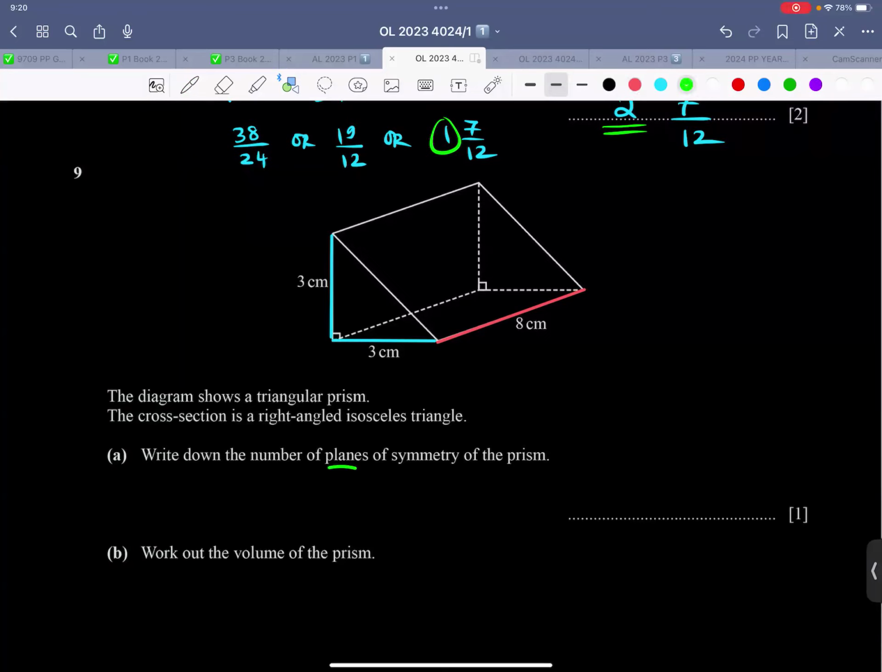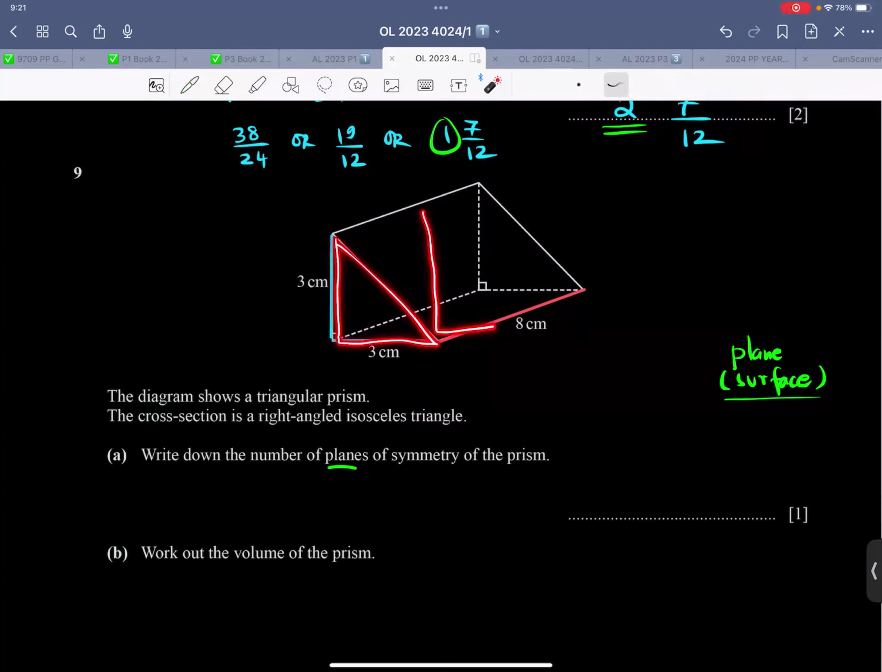Now, planes of symmetry, first of all, what does the word plane mean? So plane means a surface. A piece of paper is a plane. A wall is a plane. So now line of symmetry, it's asking for plane of symmetry. That means if this figure is drawn somewhere over here like that, so this is like a plane of symmetry.